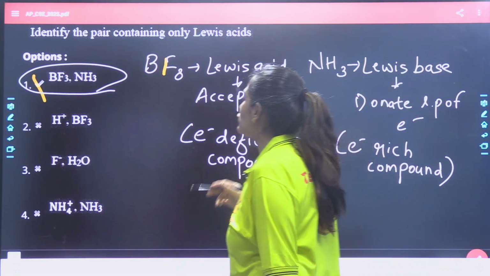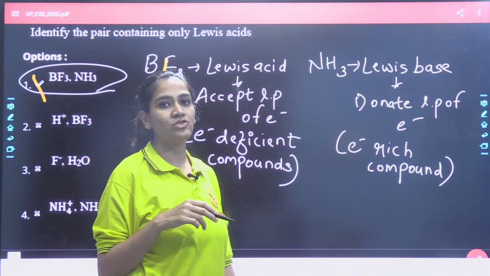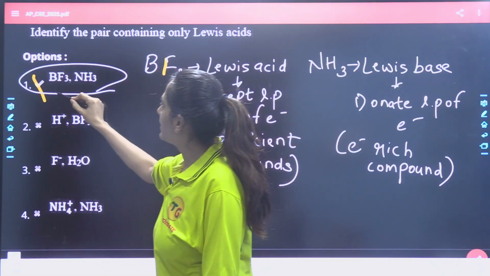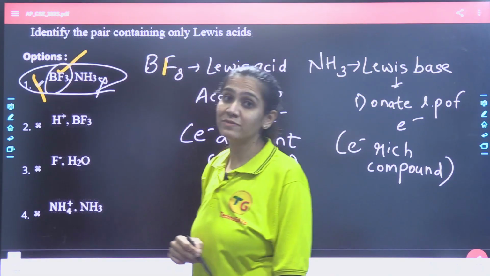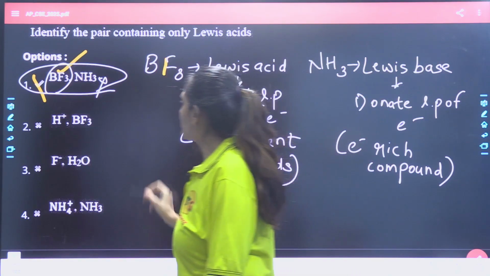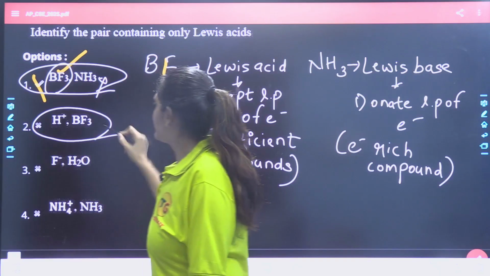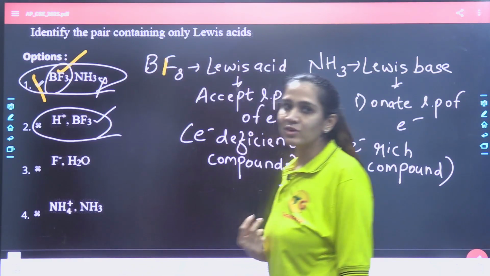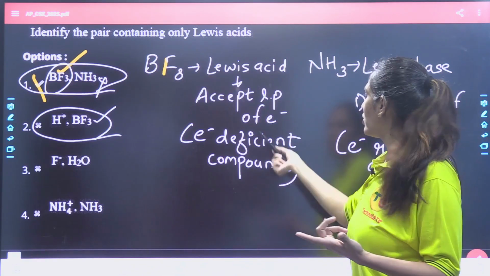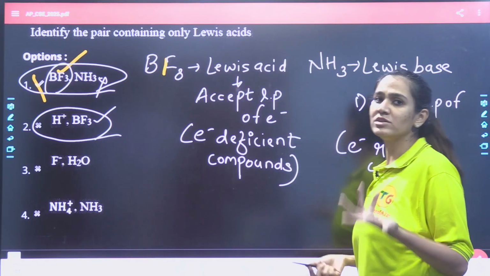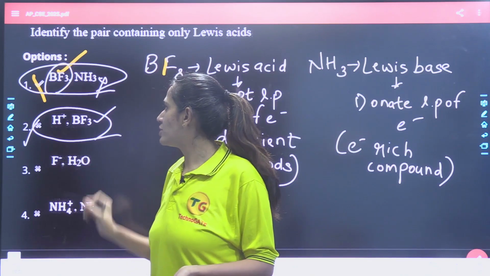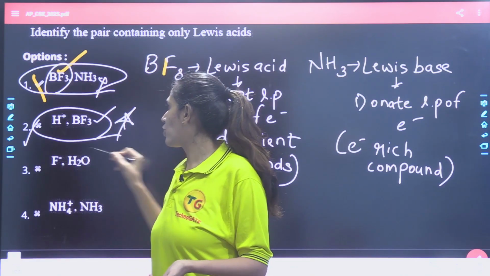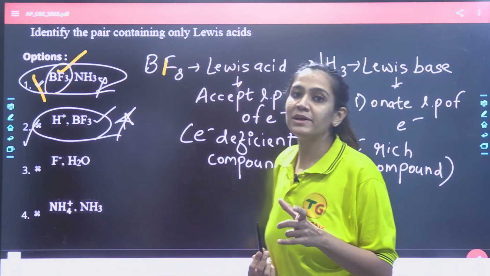So the very first option is BF3 and NH3. No, this is not the correct option. BF3 acts as a Lewis acid, but NH3 is a Lewis base. Our next option here is H plus and BF3. Yes, BF3 acts as a Lewis acid, and H plus is again an electron deficient compound. There is no electron in H plus. So the correct option would be option number 2, H plus and BF3.